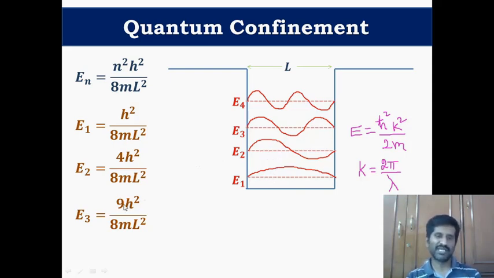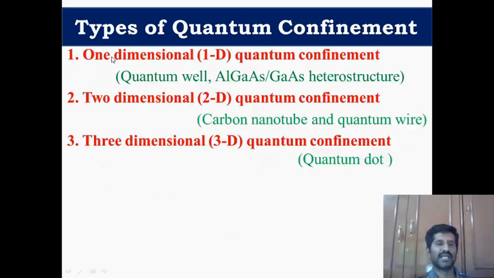If you substitute n is equal to 3, you have one more energy level, that's E3. Likewise you can substitute n is equal to 4 to find E4. To find E5 you can substitute n is equal to 5. So the energy distribution in the quantum confined structure varies in a discrete manner. Now based on the number of dimensions in which electrons are confined, we can classify quantum confinement into 3 types. They are listed here.